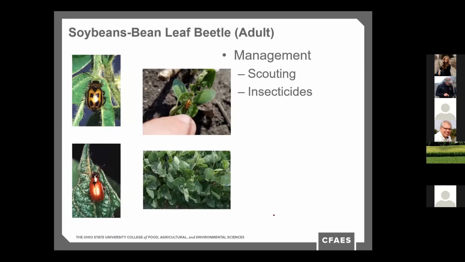And this is bean leaf beetle. Bean leaf beetle, a very common insect for us to find throughout the season. We'll see it early season in an adult stage, which is the overwintering stage. We'll go through a larval stage, and then we'll see them as a second generation. And you'll see this kind of feeding out in the field where they're removing leaf tissue.